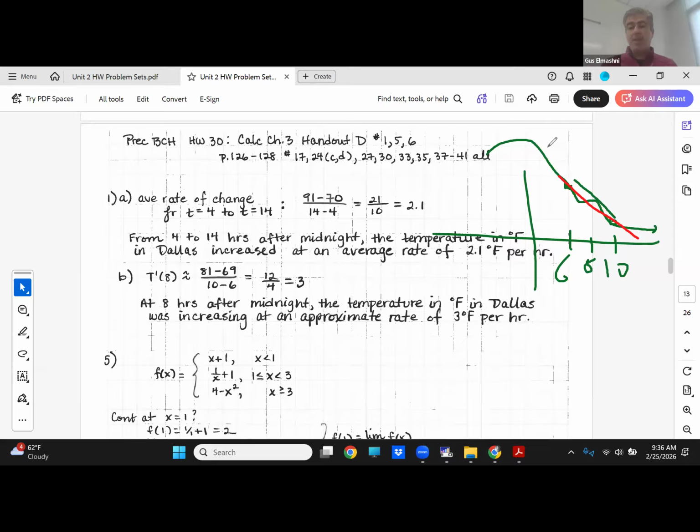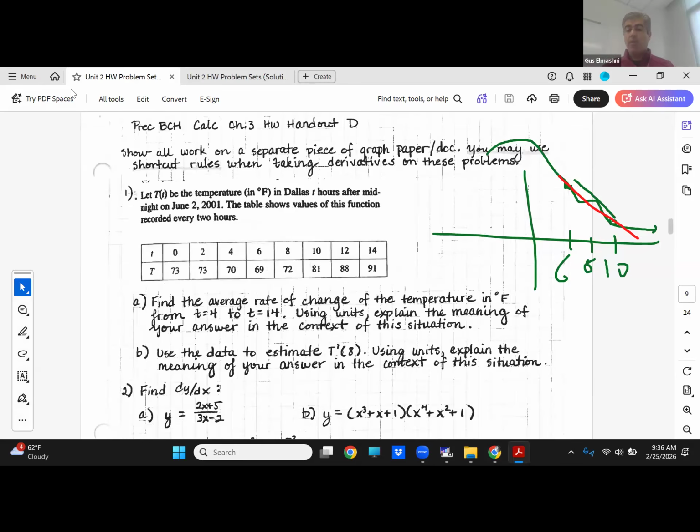Did you have to use 6 and 10? No, you could have gone further out if you wanted to. You could have done 4 and 12, if you wanted to. But then you're going too far out, and that might make it too crude of an approximation. So try to pick points that are close enough. So I know I didn't talk about that, but that's what you do. Does that make sense to approach that?